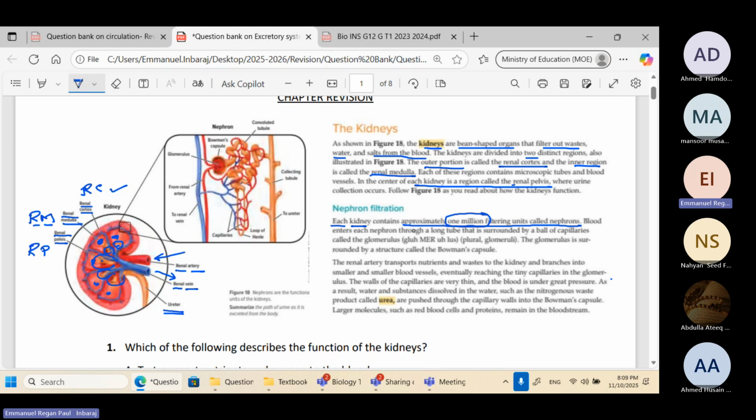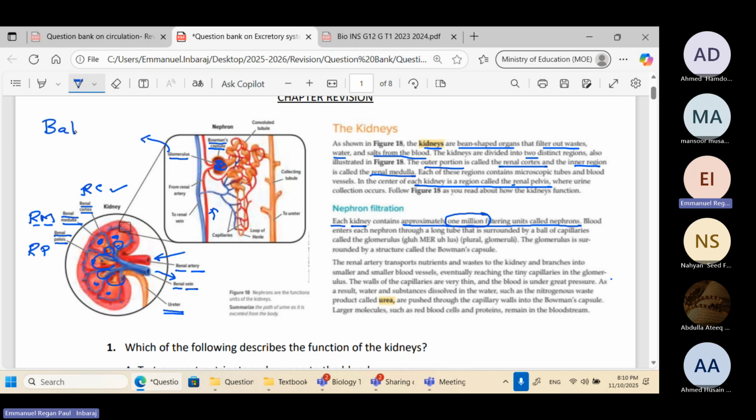The next thing. You can see here, the blood is going like this. From the renal artery, the blood goes into a cup-like structure. This cup-like structure is called Bowman's capsule. And inside this cup, you will find a ball of capillaries called the glomerulus. Okay, so what is the glomerulus?